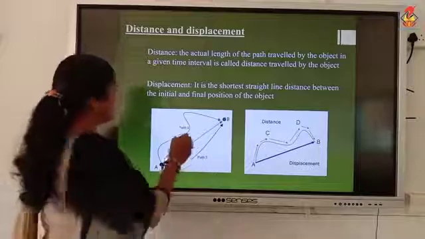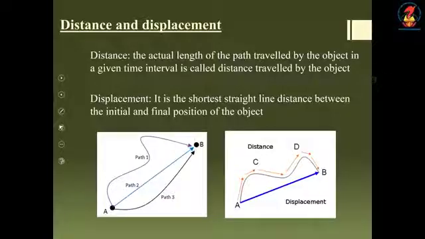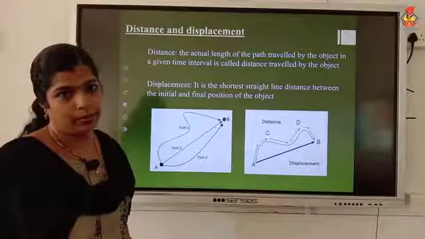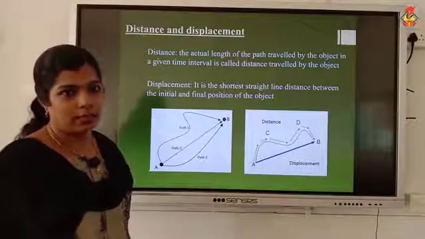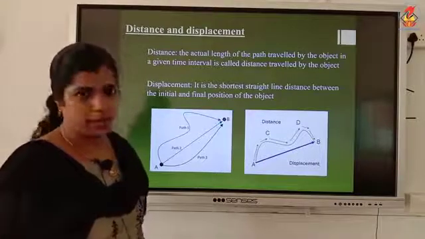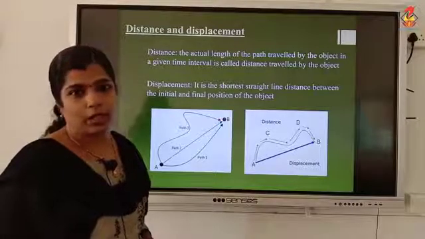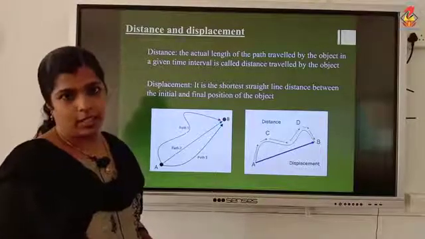So, if we choose this path, what is the distance traveled by that person? That is the distance traveled, meaning the actual length of the path traveled by the object. That is the distance.